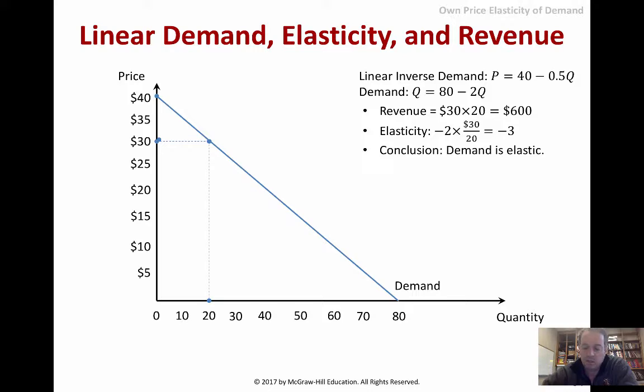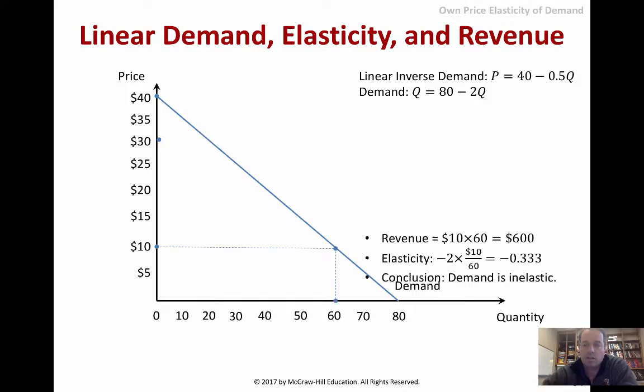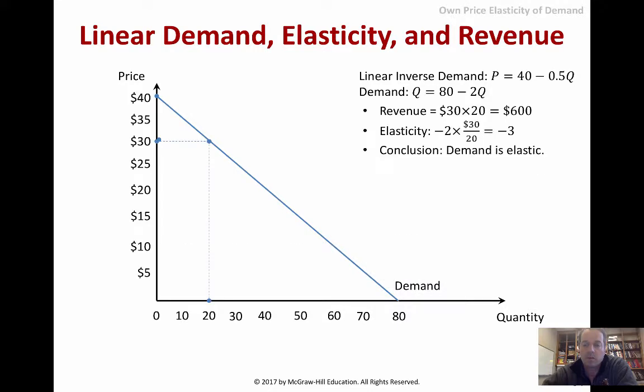So the elasticity formula is, oops, jumping around here, going between two different examples. At that point, it's -2 times the price divided by the quantity of 20, which is -3. So if we took the absolute value, it would be +3. But yes, it's elastic.